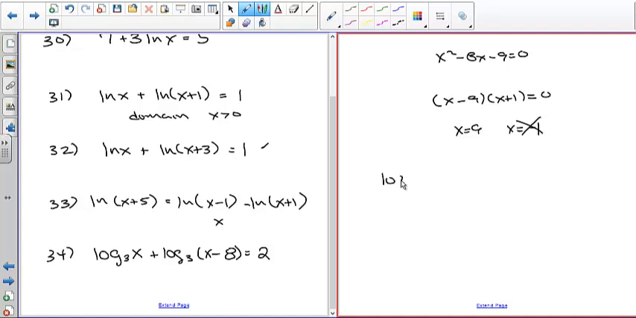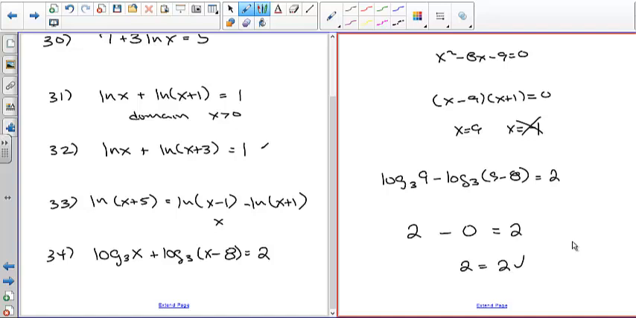So you have log base 3 of 9 minus log base 3 of 9 minus 8. And that should equal 2. Well, log base 3 of 9 is 2. What number do I need to raise 3 to get 9? 2. And here we have log base 3 of 1. Well, the log of 1 is always 0, no matter what the base is. So you get 2 minus 0, which is 2. So you get 2 equals 2, so it does check out.